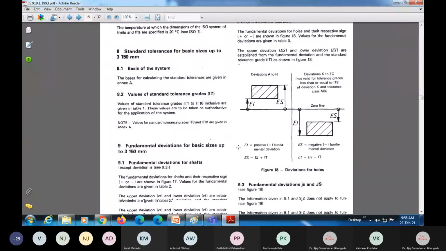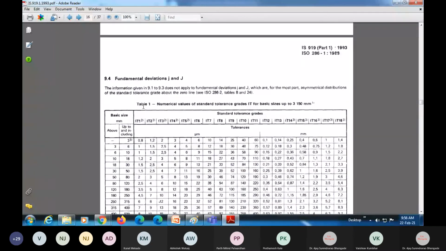So now they have given certain tables. This is table number 1: numerical values of standard tolerance grades for basic sizes up to 3150, right? So whenever we say IT1, IT2, IT3, these values have been given in this table. So we have to get this value. And what is the basic size? Now I told you that in our case, our shaft lies somewhere between 18 and 30 mm step. And when we say IT6, right? So we had used this IT6. Now we can see this 13 is the corresponding standard tolerance.